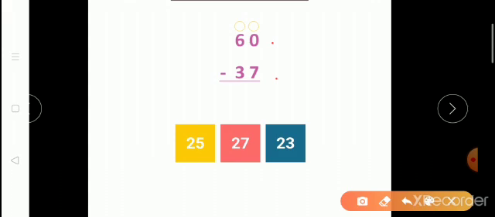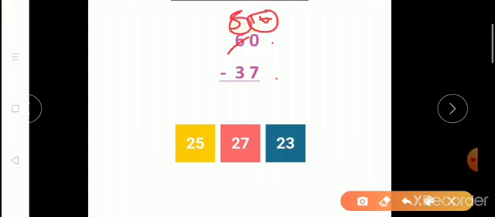We will borrow 1 ten from 6 tens. So we will borrow 1 ten from 6 tens. So here 5 tens will be left and here 1 ten we have borrowed. So 1 ten is equal to 10 ones. So here it will be 10.